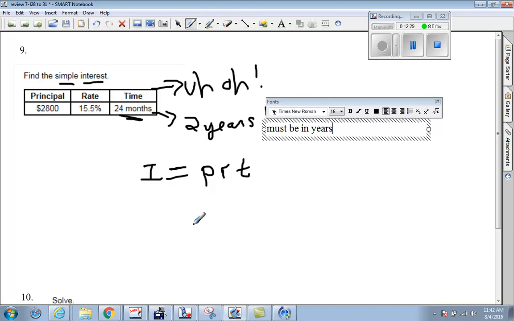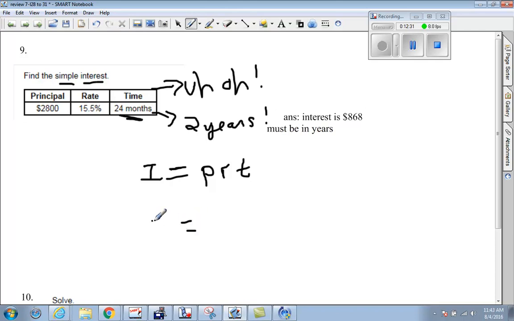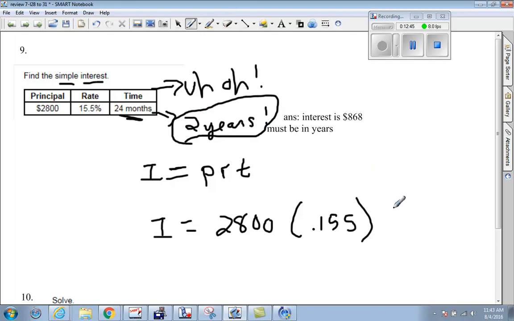Okay, so now we're ready to fill in the blanks. So then we know interest is our principal times our rate. Now I'm going to write that rate as a decimal, 0.155. And then times time, which has to be in years. So that's where people get caught up. They sometimes accidentally forget time is in years, and sometimes students make decimal errors there. As long as you don't do any of those common pitfalls, you'll be fine. So let's go ahead and key that in.